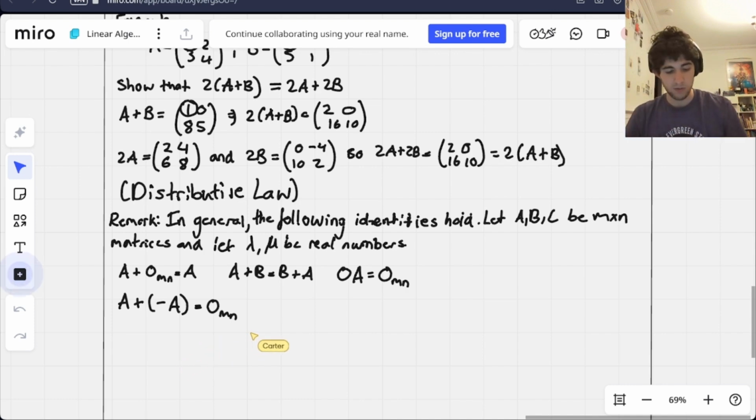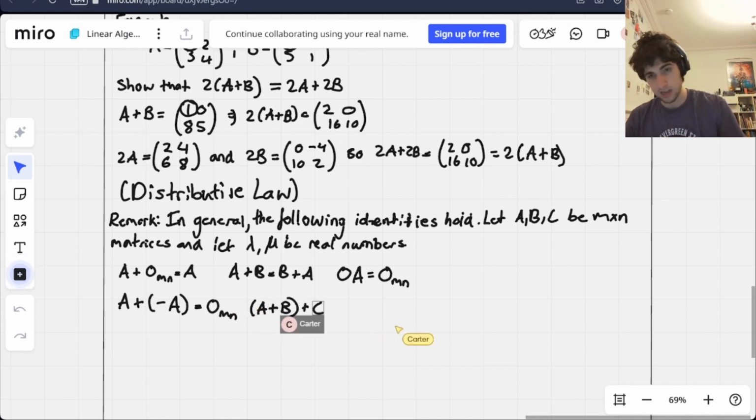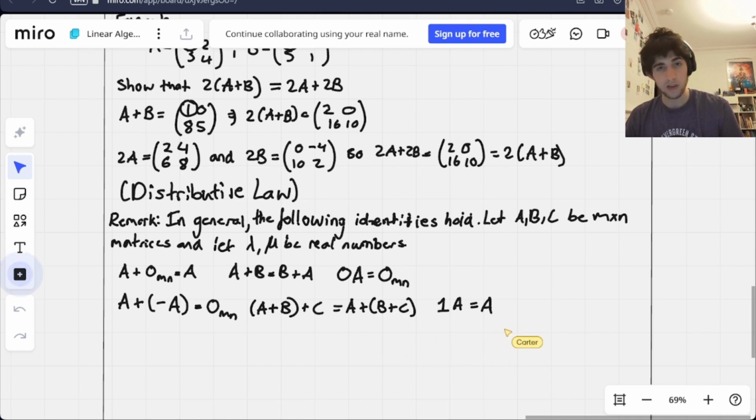We also noticed before the associativity of matrix addition, so the matrix A plus B added to the matrix C is the same as me adding the matrix A to the matrix B plus C, and we also have 1 multiplied by the matrix A gives me the matrix A, so that's another rule, which is pretty obvious, right? If I just multiply every entry in A by 1, I just get the same matrix.